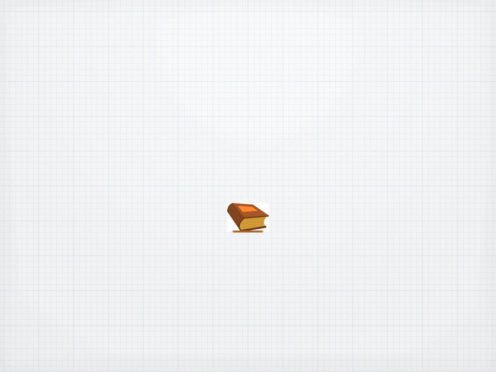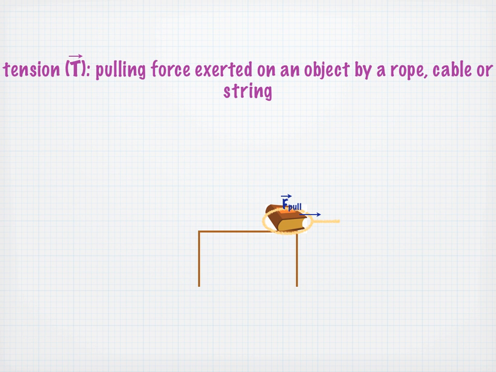Sometimes we attach a rope, a cable, or a string to an object to apply a pulling force to the object. We call the pulling force exerted on the object by the rope, cable, or string the tension, given with capital T.